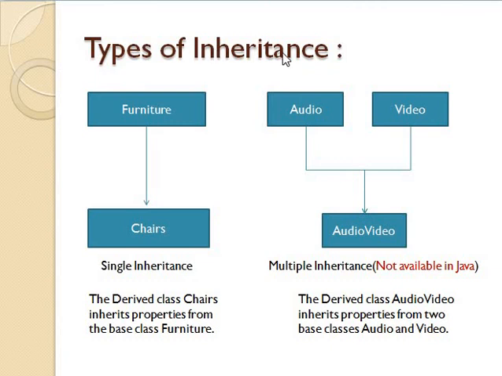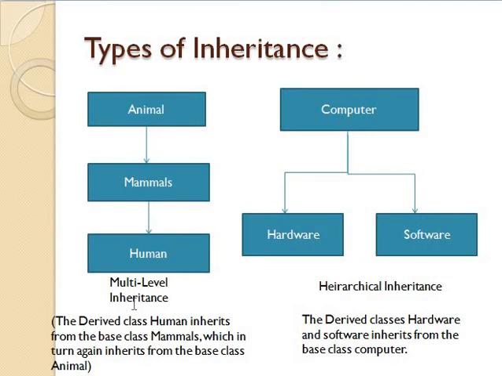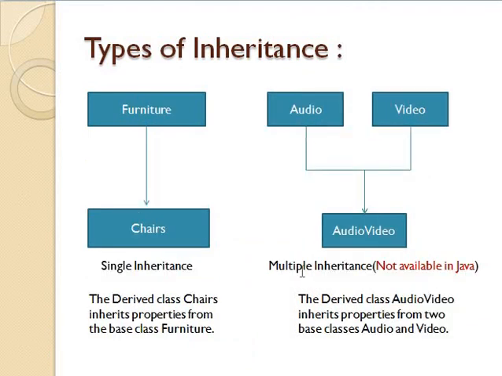Now let's discuss the types of inheritance. Java as a programming language supports only three types of inheritance, that is single inheritance, multi-level inheritance, and hierarchical inheritance. But Java does not support multiple inheritance.